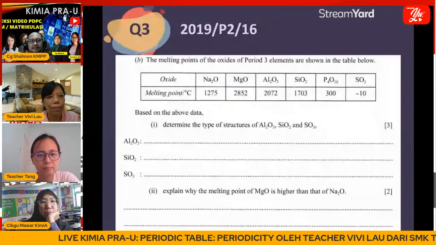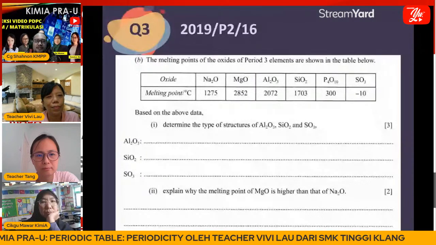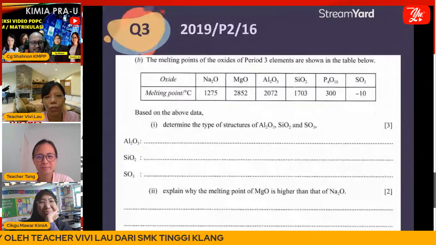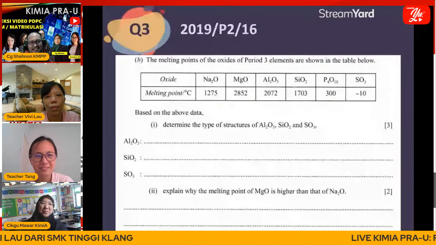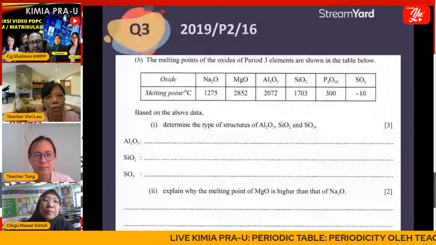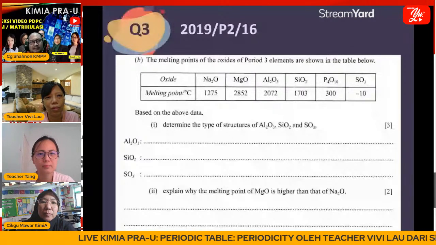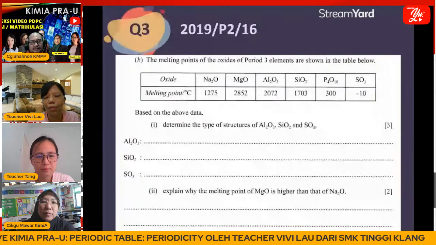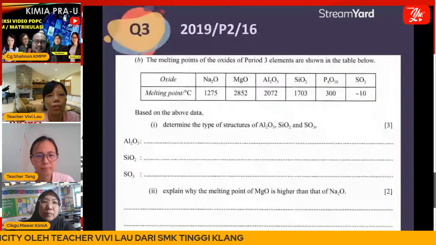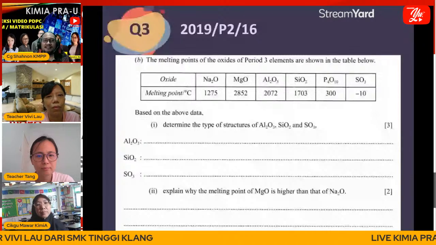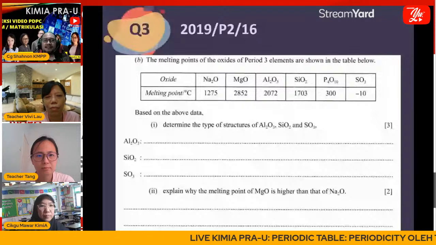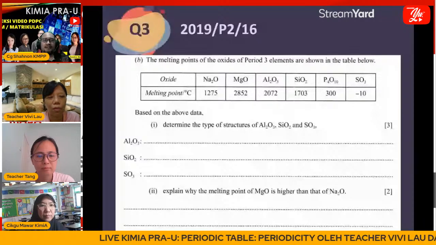Okay, any answer? Maybe the question is quite tough for them to answer. So you have to determine the chemical structure and the bonding for the oxides. Maybe you can give the answer for question number 1.